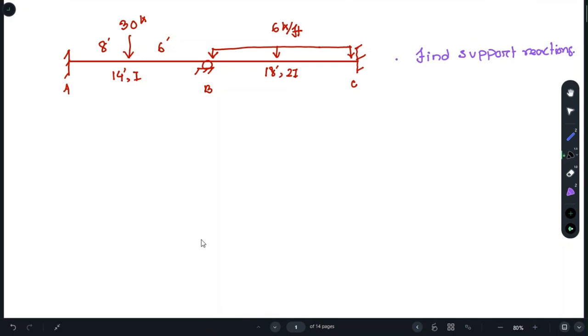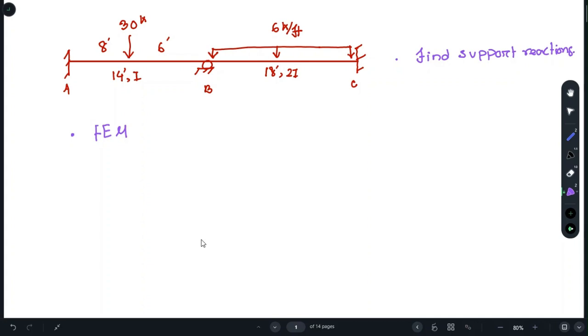So this is the beginning of stiffness method. We will apply this method firstly on a beam. So let's get started. First of all, in this method, let's go one by one. First of all, we find fixed end moment.